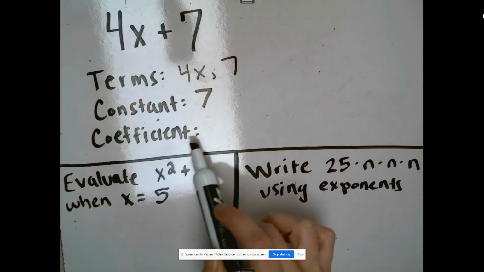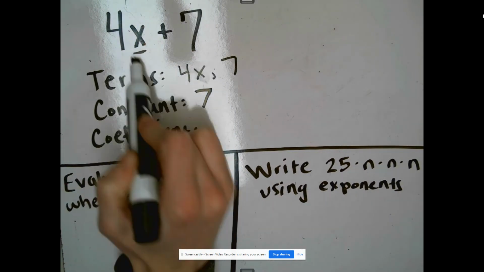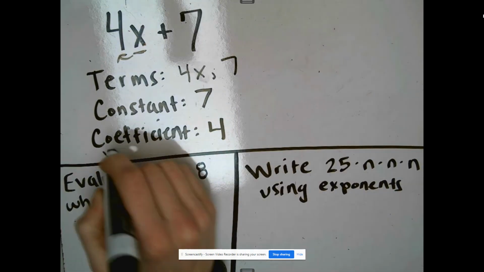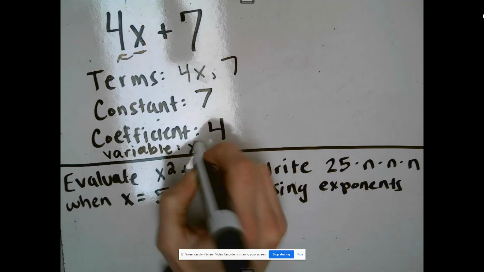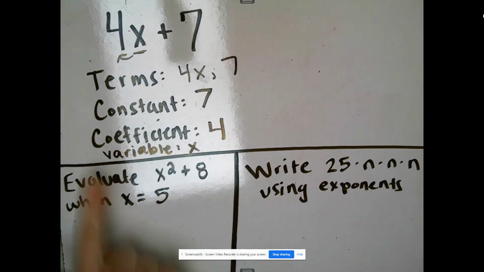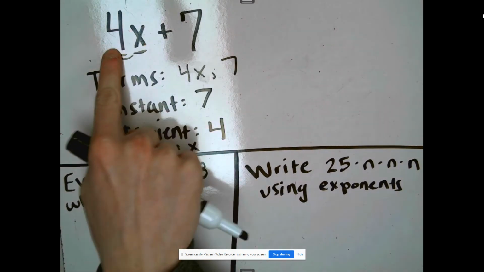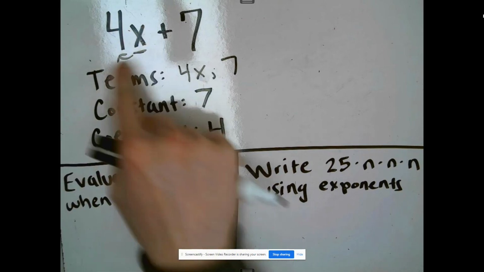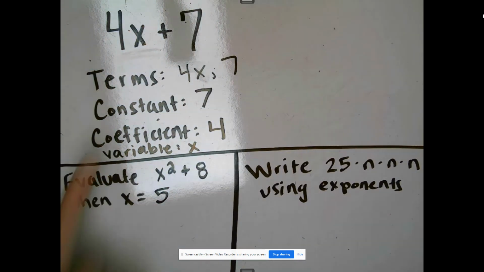And then our coefficient is the number that's attached to a variable. So our variable right here is x. The number attached to it is 4. If I ask what is the variable, it is x, right? Because a variable is a letter that represents a number. But for the coefficient, the most common answer is 4x. But again, the coefficient is just simply the number that is attached to the variable, not both together. So these would be the answers for the terms, constants, coefficients, and variables.